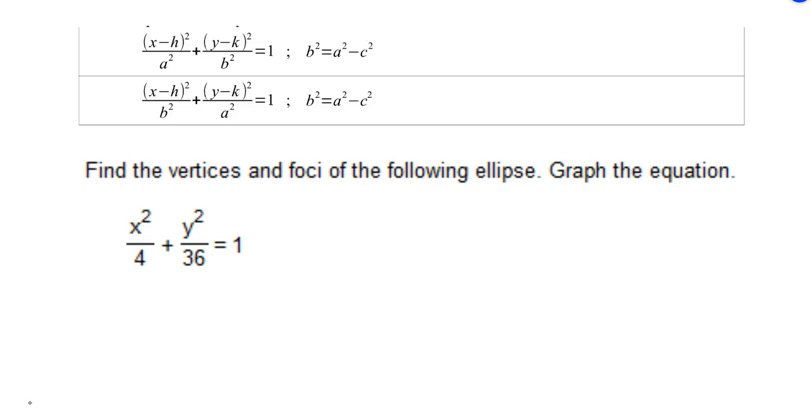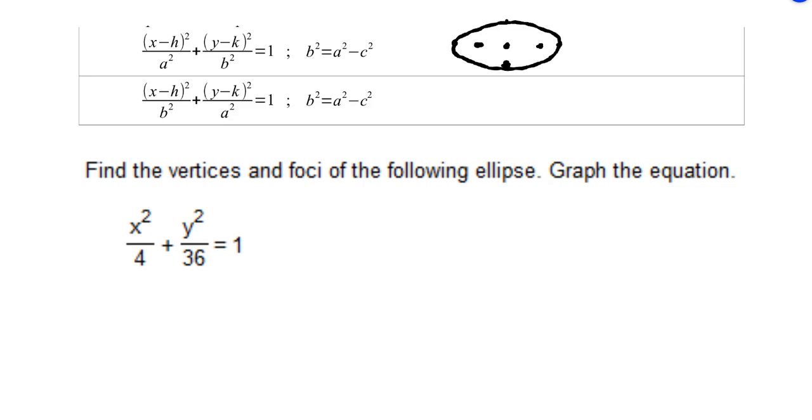focus. Now, because our a is in the denominator of the variable x, this equation is indicating a horizontal orientation. So if we were to just sketch a very quick picture of that, we would have a center. c distance away from that center, we'd have foci. And then a distance away from that center, we would have our vertices. And then going in a perpendicular direction, we'd have a distance of b away from the center, our minor axis vertices. So we would get this ellipse that is longer horizontally.